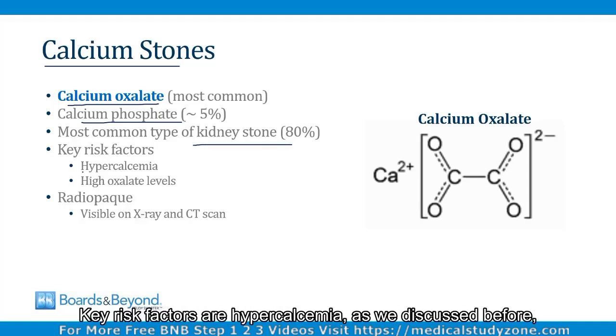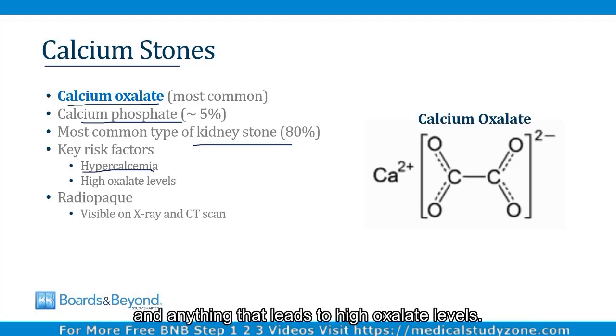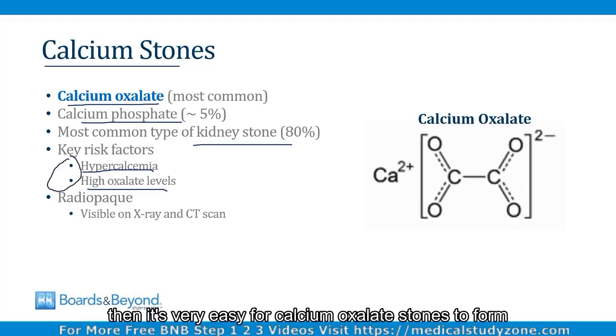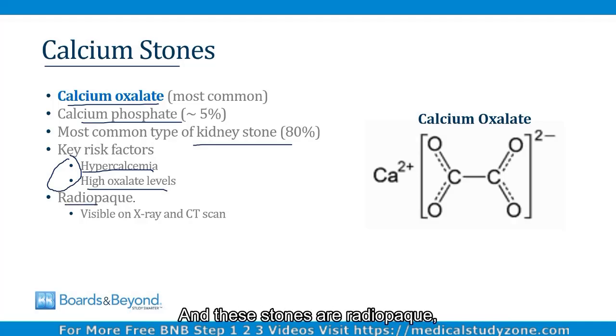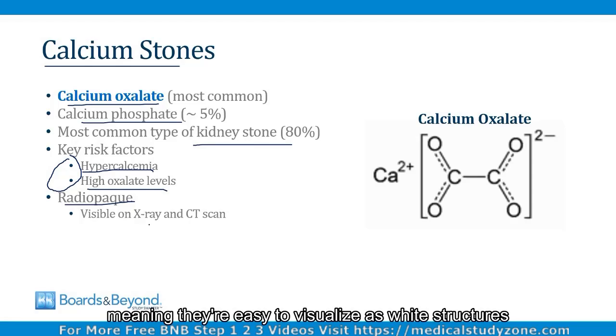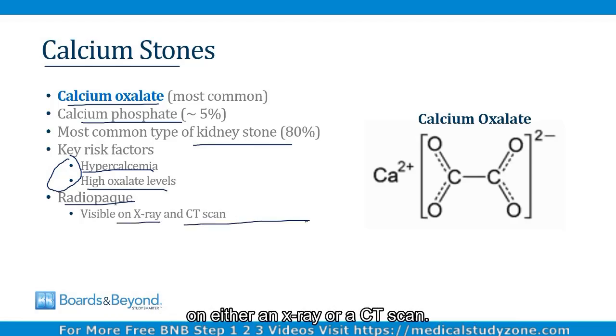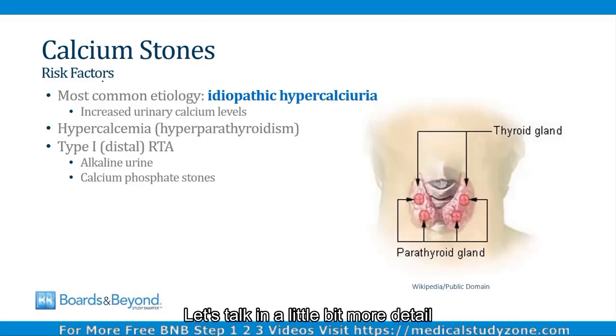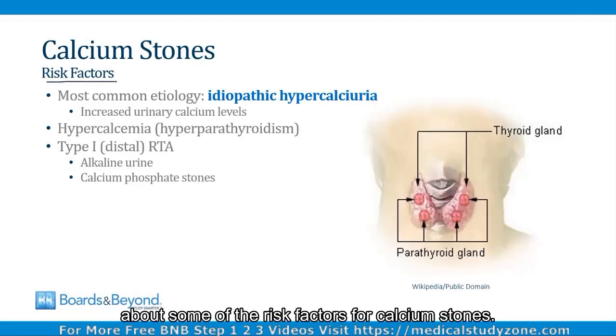Key risk factors are hypercalcemia, as we discussed before, and anything that leads to high oxalate levels. If you have either of these things present, then it's very easy for calcium oxalate stones to form in your urine. And these stones are radio-opaque, meaning they're easy to visualize as white structures on either an X-ray or a CT scan.